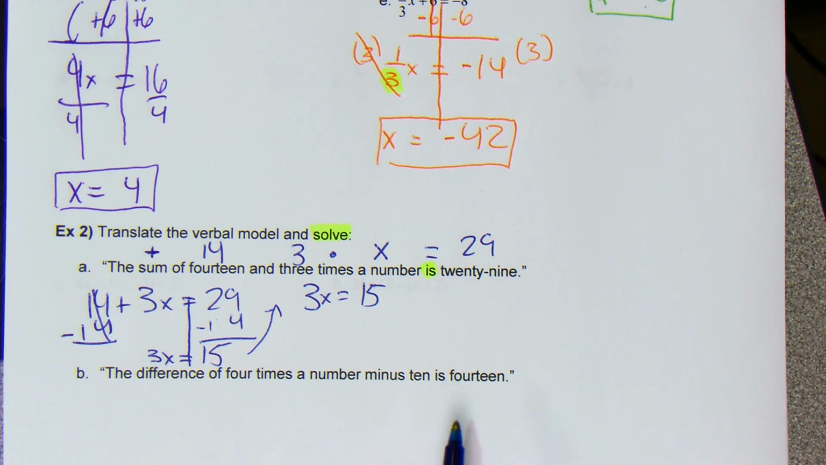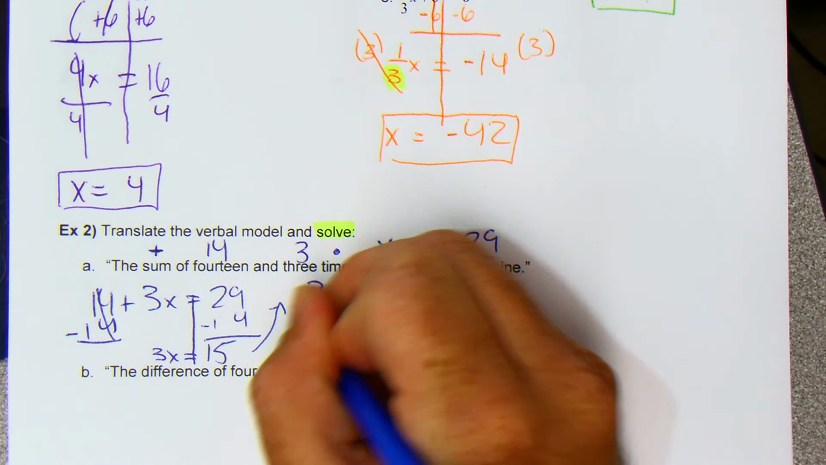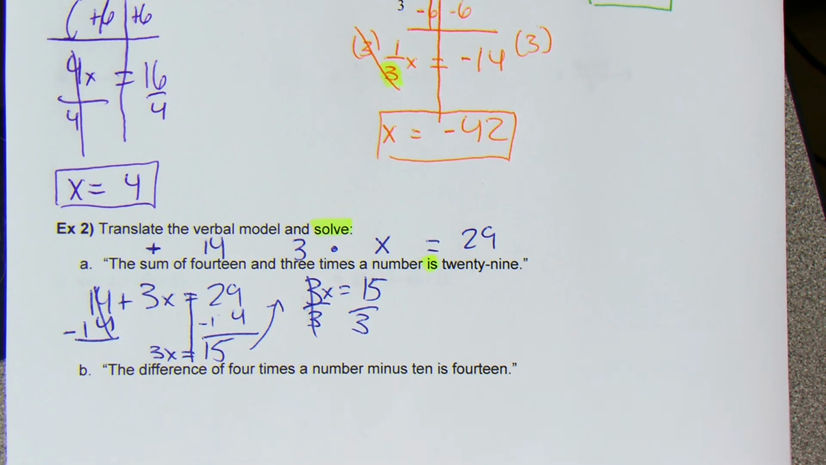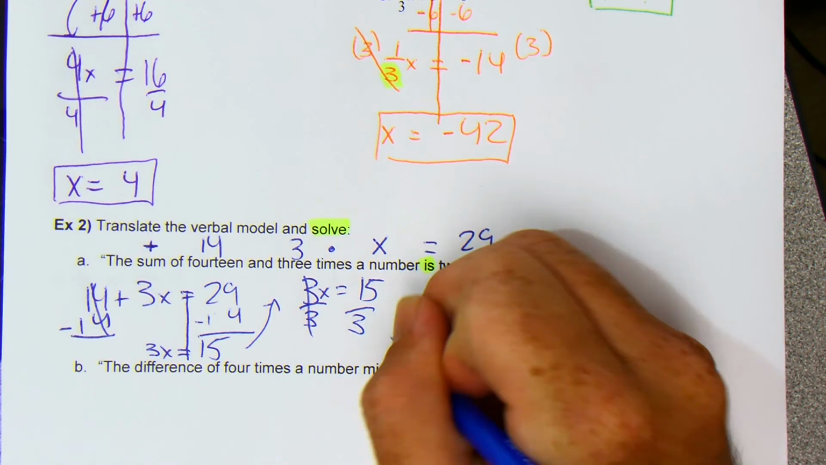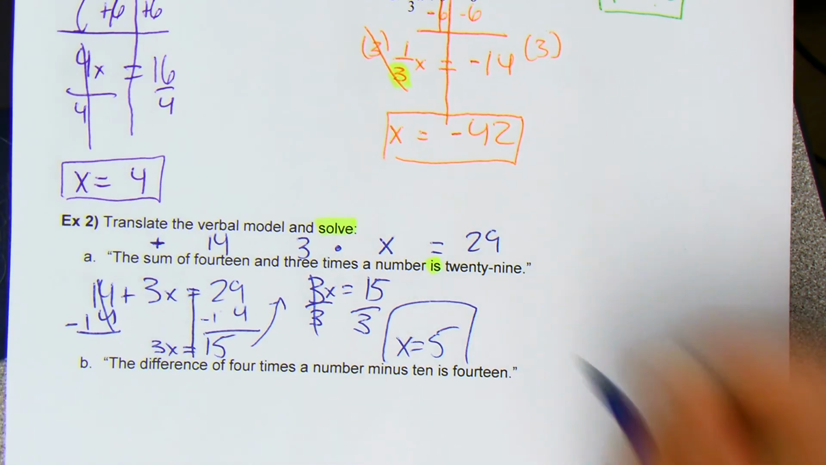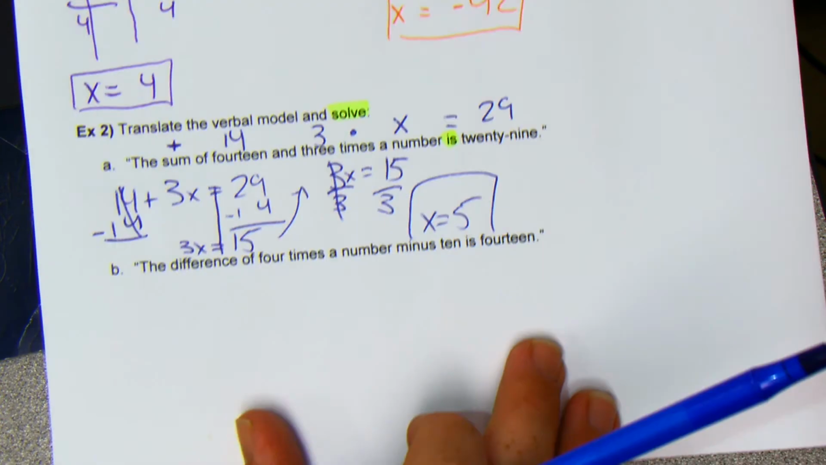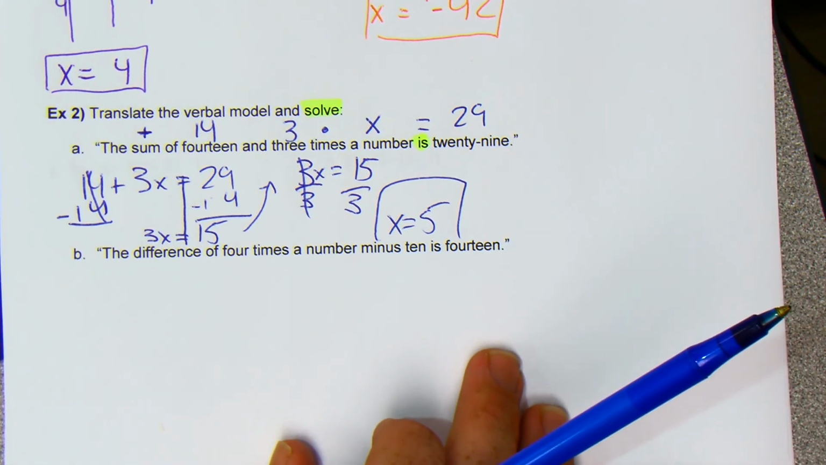Now I need to kick out what is attached to me, my variable. I need to move it across the equal sign. In order to do that, I need to do the opposite operation. I know this 3 is multiplying my x because it's right next to it. The opposite of multiplication would be division, so I'm going to divide both sides by 3. So 3 divided by 3 is 1, so that cancels out. 15 divided by 3 is 5. So my final answer is x equals 5. See, we translated this into an equation, and then we solved that equation. Now let's do the same thing for example 2b.